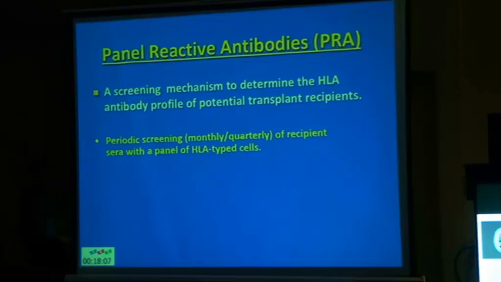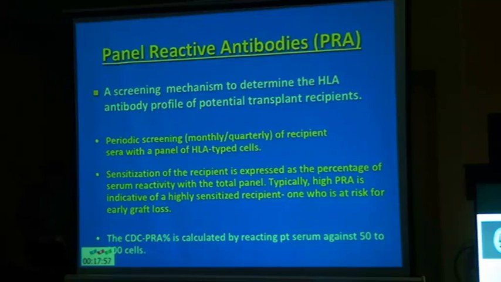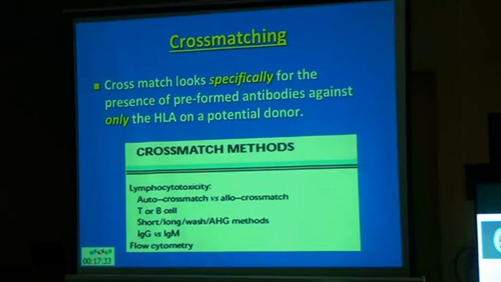Periodic screening, which depends on the center, whether monthly or quarterly, of the recipient sera with a panel of HLA-typed cells. Sensitization of the recipient is expressed as a percentage of serum reactivity with the total panel. Typically, high PRA is indicative of a highly sensitized recipient, one who is at risk for early graft loss. The CDC PRA percent is calculated by reacting patient serum against 50 to 100 cells.